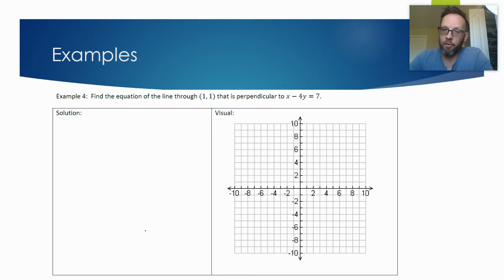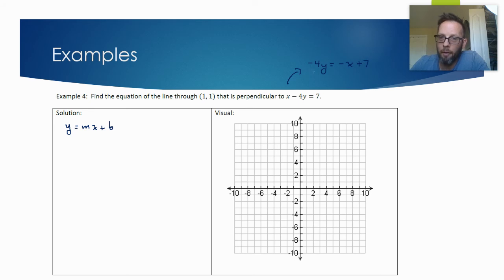We're going to find the equation of the line through the point 1, 1 that is perpendicular to this line, x minus 4y equals 7. So in a similar way as example 2, we've got to work to get the slope. It's not given to us and we can't calculate it. We know it's perpendicular to this line. So let's find the slope of this line here. We can do that by just doing a bit of work, rearranging it into mx plus b form. So that's subtracting x, adding 7.